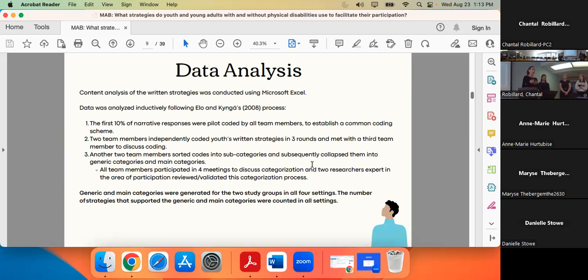And basically, during these meetings, we discussed coding discrepancies. So what happened was that some responses alluded to inapplicability. Some of them wrote not applicable, or I do not go to school, for example. So these responses were actually removed from the analysis.